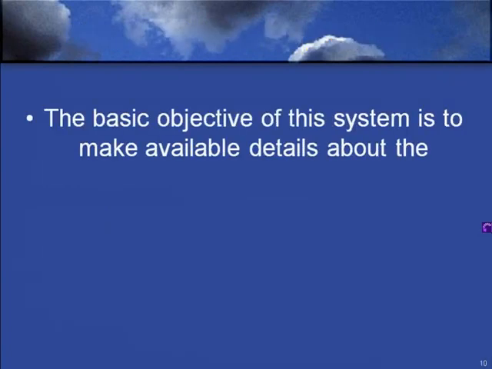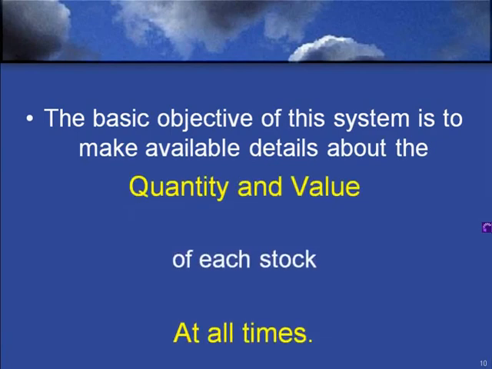So the basic objective of the perpetual system is to calculate the quantity and value of each stock at all times. So every time you will have updated information about your inventory, which is essentially desired to calculate your financial position as well as your financial income.